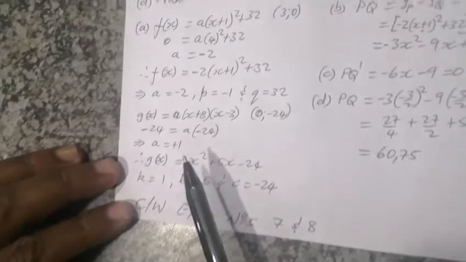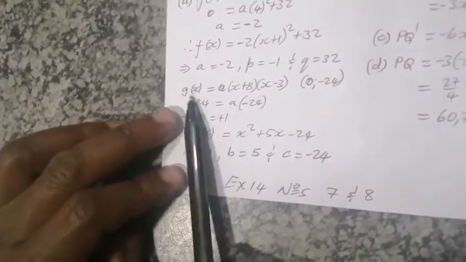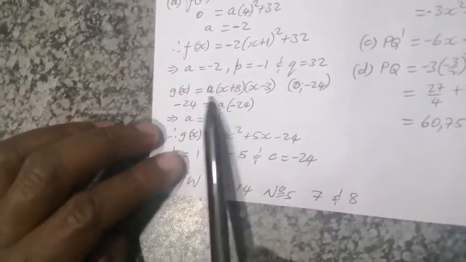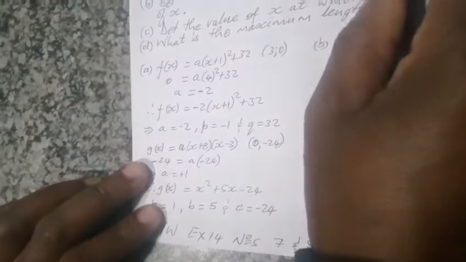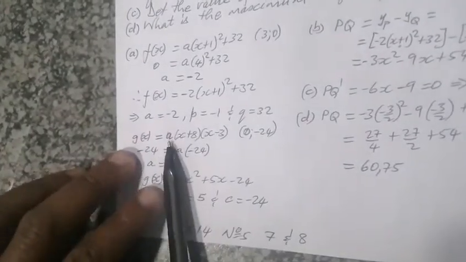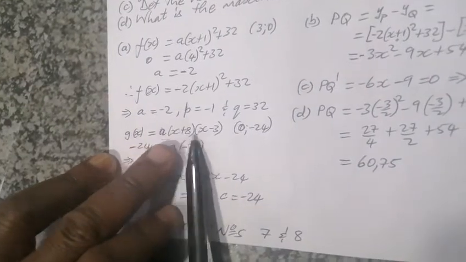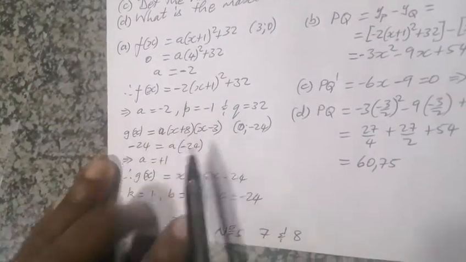We are left with k, a, k, b, and c. So with that one, we are saying g of x is equal to, we use the x-intercept form because both x-intercepts are known. The graph cuts the x-axis at 2 points that are given. So it will be a(x + 8)(x − 3).